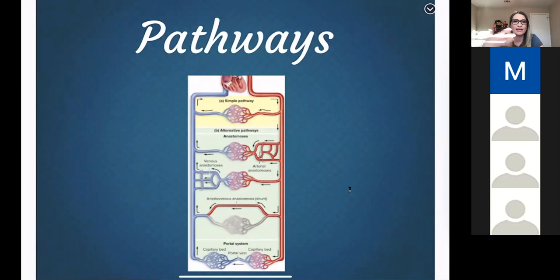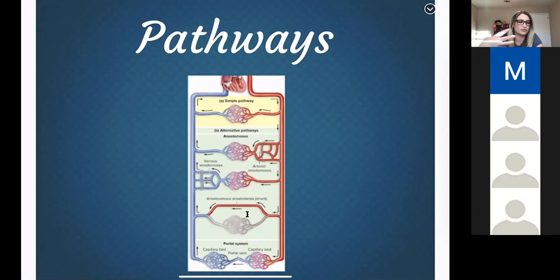So the blood pathways, we can describe them as either simple pathway or alternative pathway. Simple pathway is simply where you have a single major artery that supplies a tissue or an organ, and then there is a single major vein that leads out of that organ. A perfect example of this is spleen, where the splenic artery would be supplying the spleen, and then the splenic vein, just a single vein, is getting the blood out of the spleen.